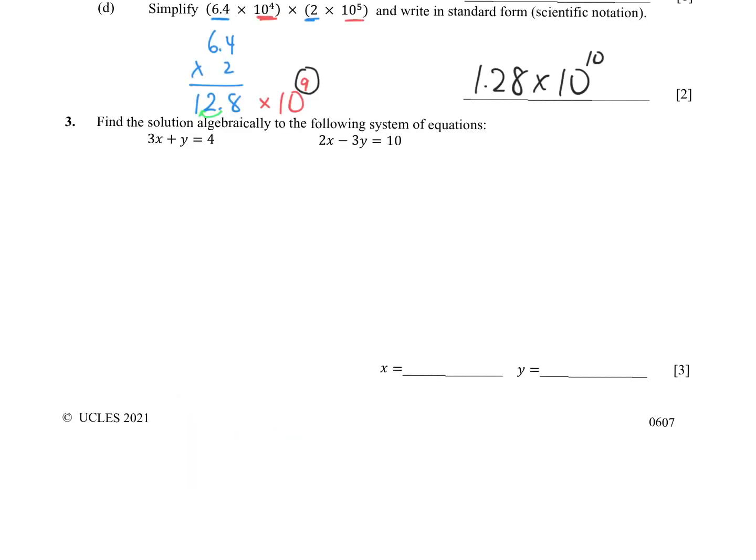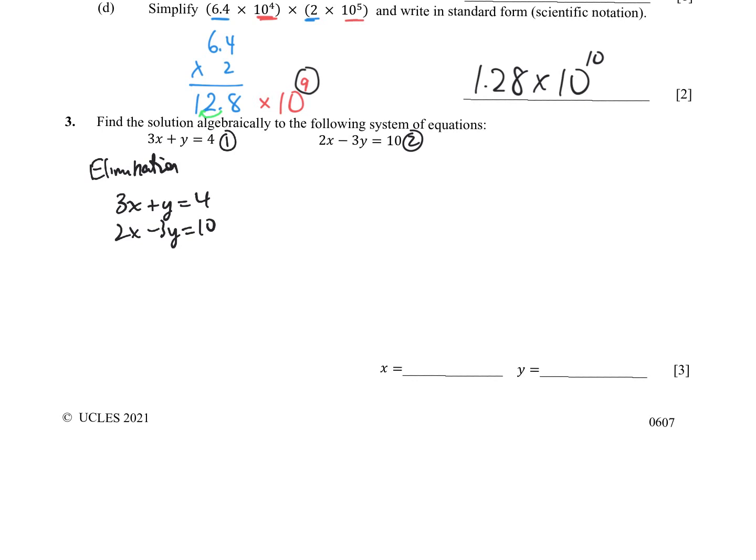Question 3 asks you to find the solution algebraically to the following system of equations. So there's a couple of ways you could do this question. If you like the elimination method, then what you could do is just line up equation 1 and equation 2. 3x plus y equals 4. 2x minus 3y equals 10.